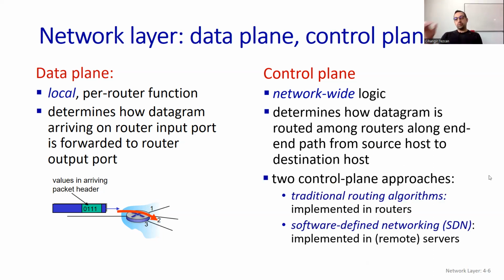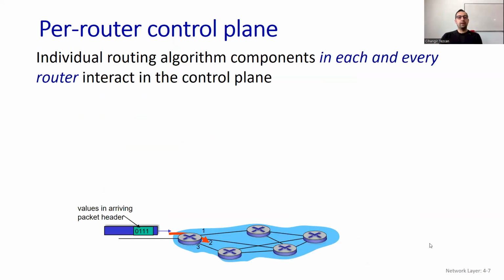Two control plane approaches: traditional routing algorithms implemented in routers, which are more popular these days, and software-defined networking implemented in remote servers. Let's look at the per-router control plane. Individual routing algorithm components in each and every router interact in the control plane.